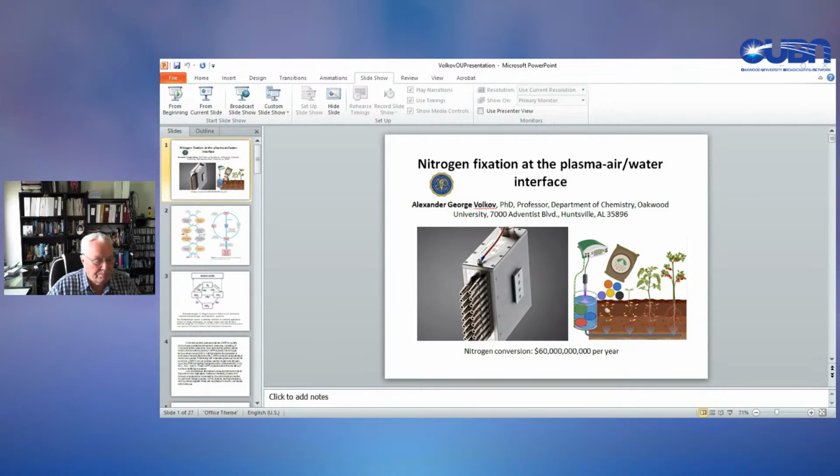This is what we discovered here at Oakwood. And there is some additional information in the literature about plasma effect on biotissue. It has positive applications and negative.